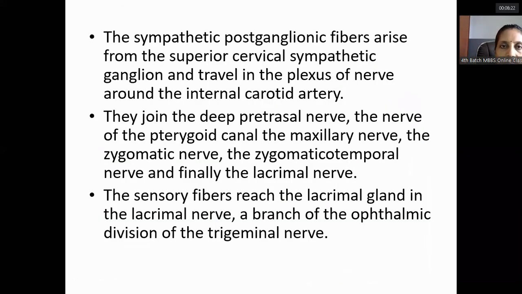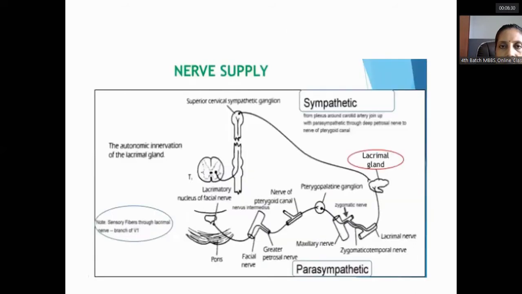The sympathetic postganglionic fibers arise from the superior cervical sympathetic ganglion and travel in the plexus of nerves around the internal carotid artery. So this is the superior cervical sympathetic ganglion.